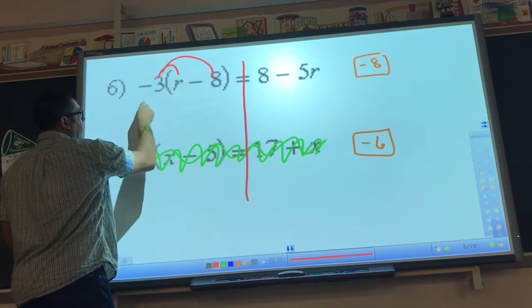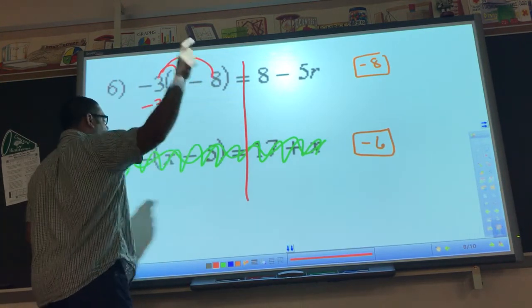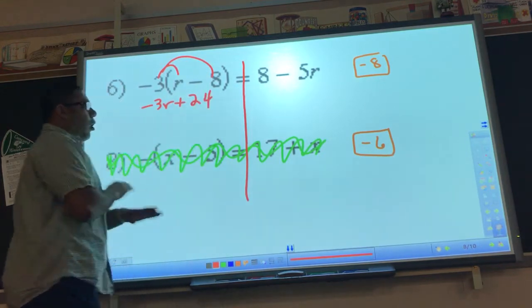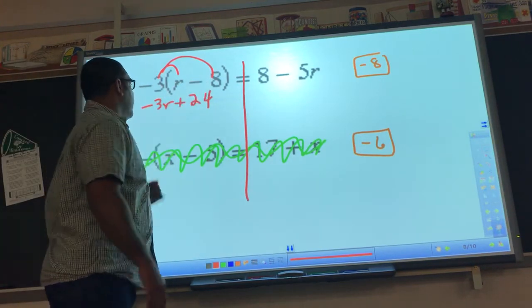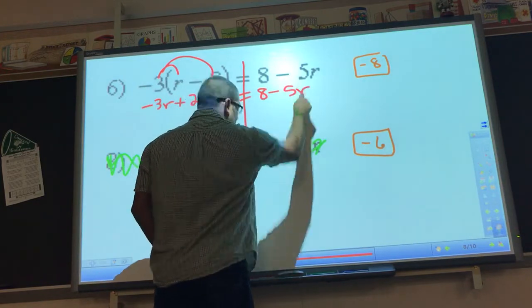Okay, so negative 3 times r is negative 3r. Negative times a negative equals a positive. I see that wrong all the time. Okay, we don't stop and think about this being a negative 8. The right side, drop it like it's hot.